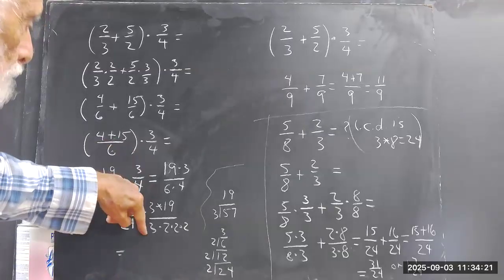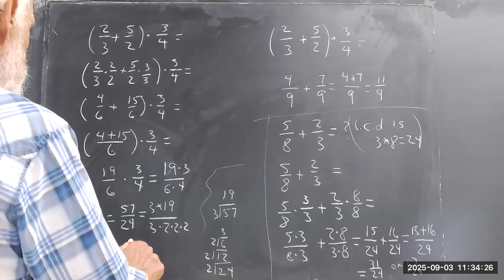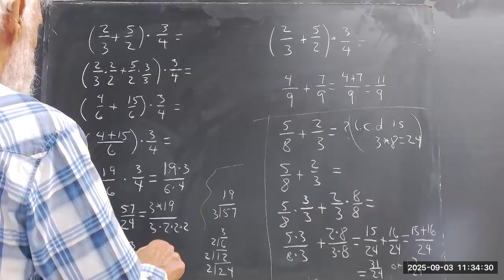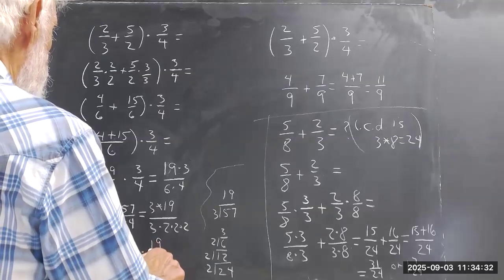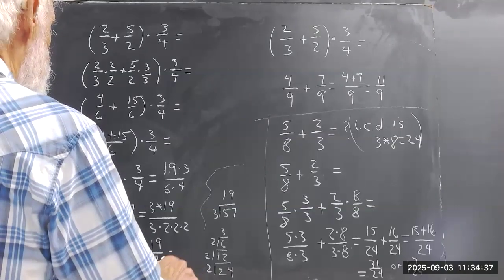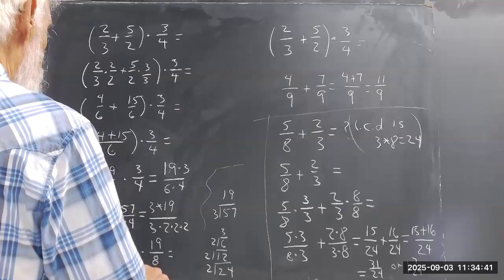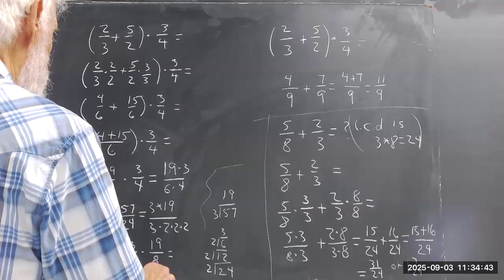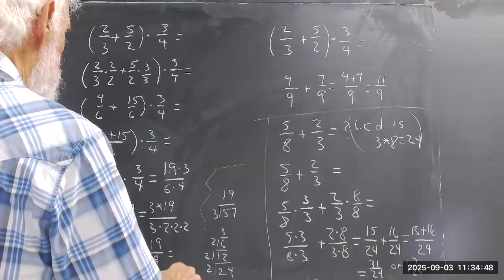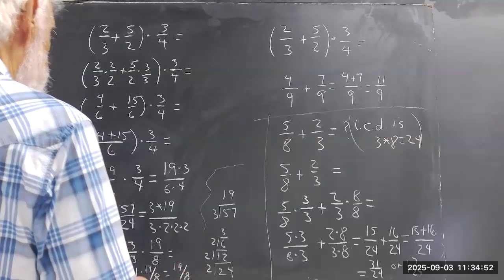And since I've got a 3 here, I want to match up with this. And that's 3 divided by 3 times 19 divided by 8, which is 1 times 19 divided by 8, which is 19 divided by 8.